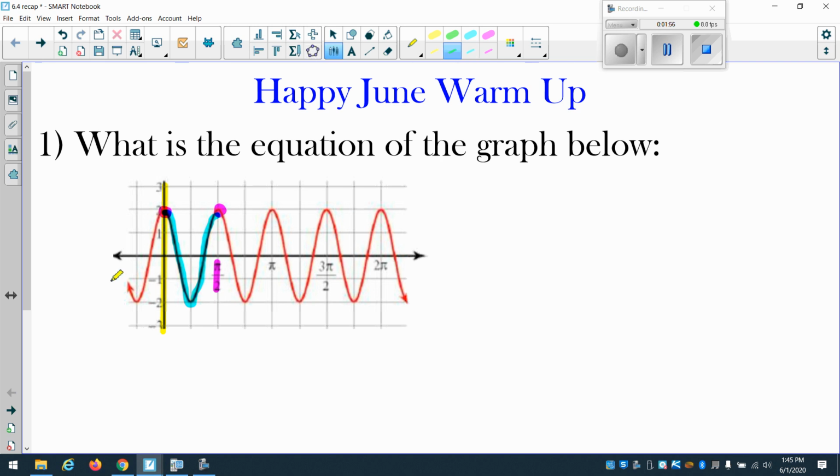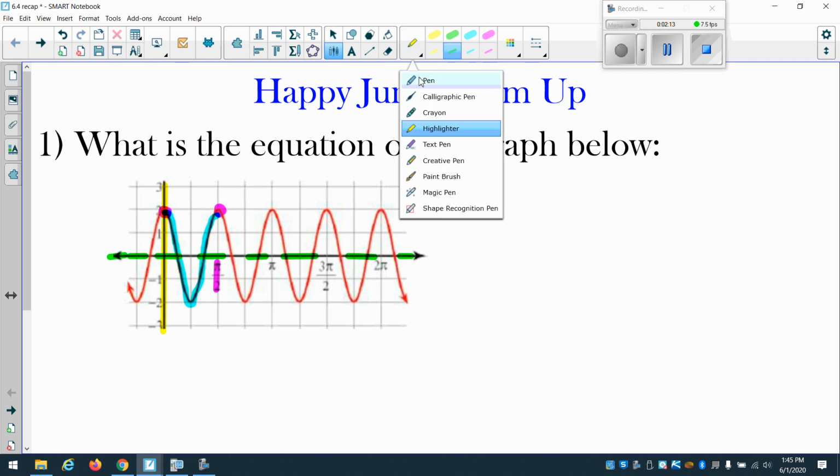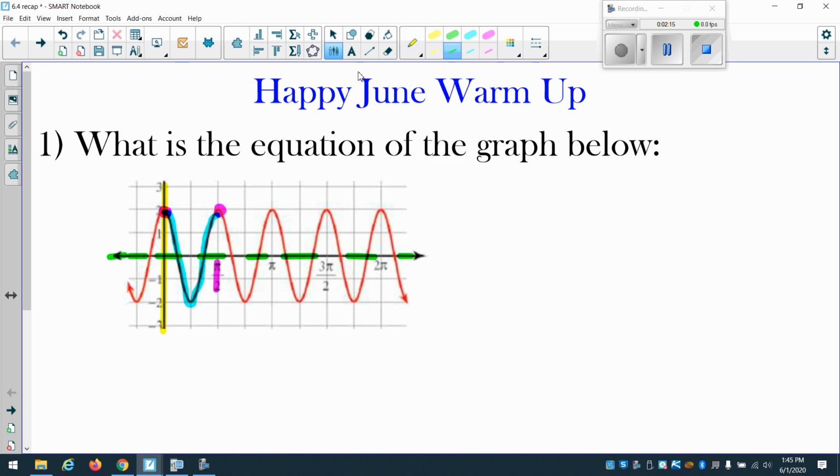Then you also look at the midline. Well, the midline is the center of the graph. There should be the same distance above the midline and below. So the midline here is 0. So now we're ready. We have all the tools we need to create our equation. So we know it is cosine. So we have y equals, we know it's cosine.